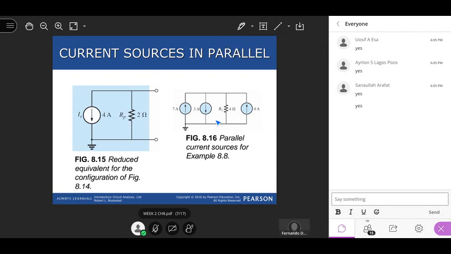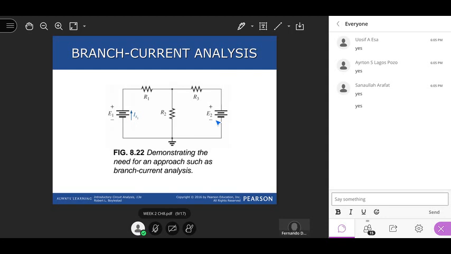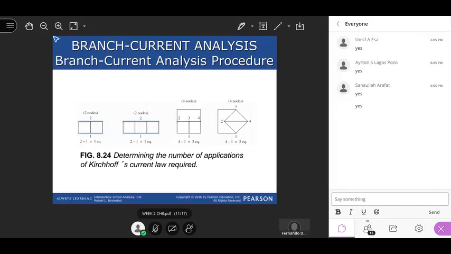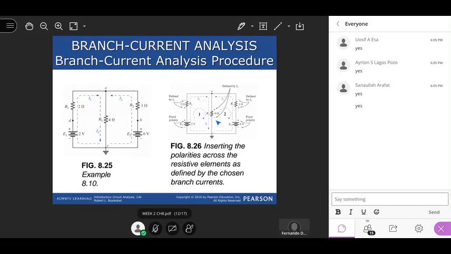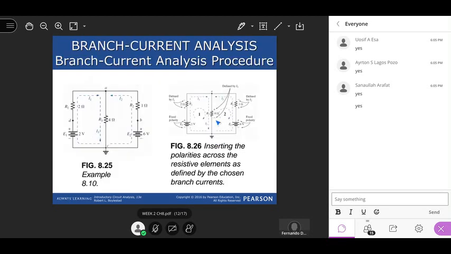We also simplified circuits when you have current sources in parallel, right? We mentioned you cannot place two current sources in series. And then we started the branch current analysis. We developed the equations. We explained what an independent loop was, what a dependent loop was, what a node is, right? And we did a procedure for how to develop the equations. So this is where we left off.